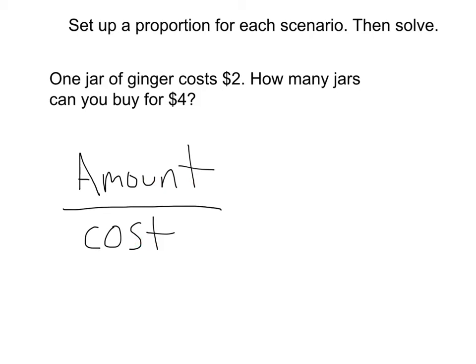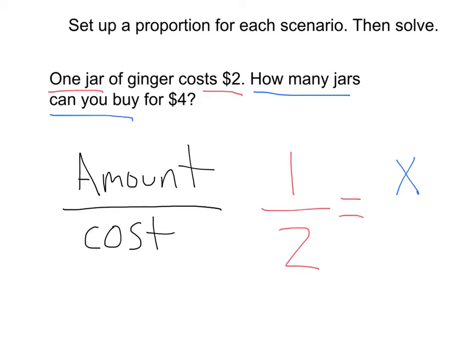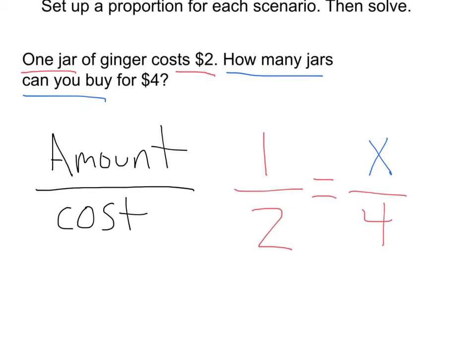Now in our first scenario, we know 1 jar costs $2. So I'm going to set up 1 jar costs $2. My other ratio, I want to keep my same specifications, my amount on top and my cost on the bottom. How many jars can we buy? That's an unknown. So I'm going to go ahead and put x here. And the clue for your x is because that's what it's asking us for. How many can we buy for $4? So I'm going to put my cost for that right down there. Amount over cost. I set up my 2 situations.